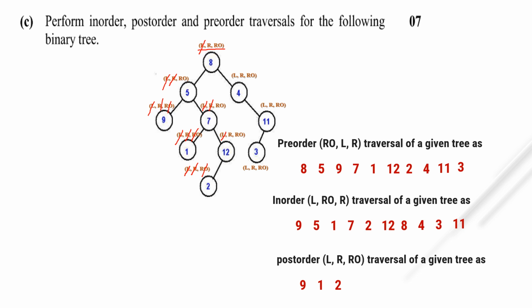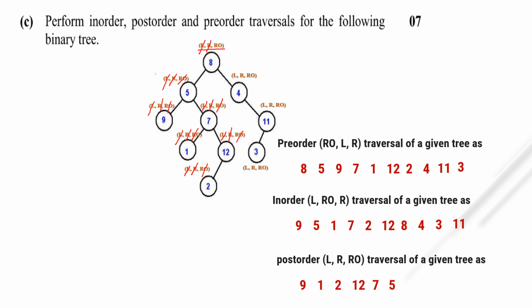Okay, now there is no right subtree of 12, so process this root node, so the answer is 12. Going backward, process the root node, the answer is 7. Going backward, process the root node, the answer is 5. Now going backward, go to the right subtree of 8.